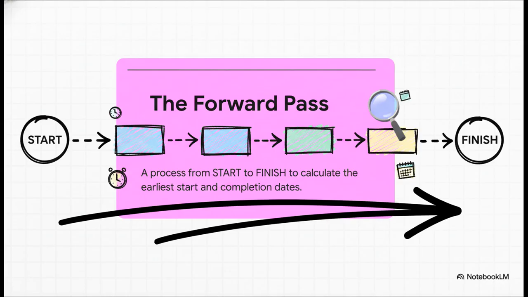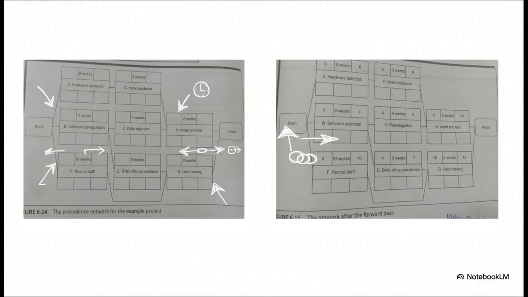We're going to move forward through the network, from the start to the finish, left to right, and calculate the absolute earliest date each activity can possibly start and finish. All right, let's actually walk through this. On the left, you've got our basic map.